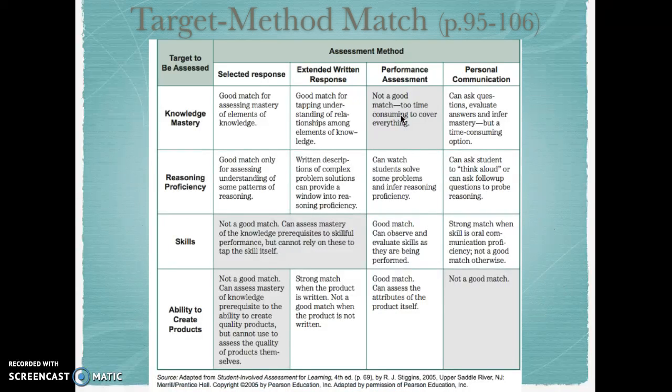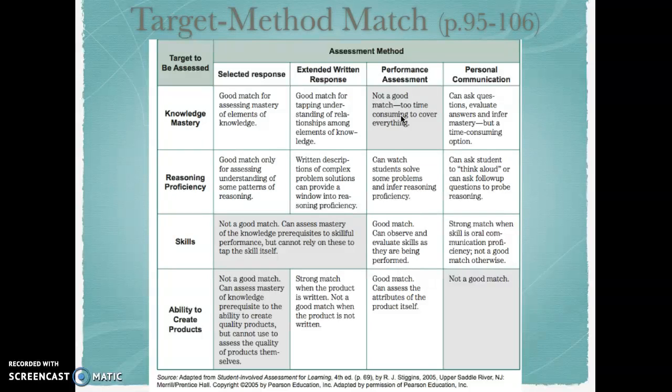The target-method match was pivotal in this article, and this is such an important part of what we learned here. I really enjoyed this chart. I think I'm going to print it out and have it in my binder for teaching one day, thinking about our four categories and how these fit our learning targets. Obviously this is on here and we can all go through it ourselves, but I wanted to highlight some things that were surprising to me and stood out.